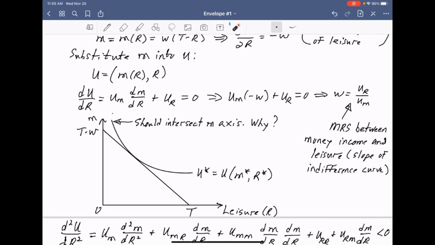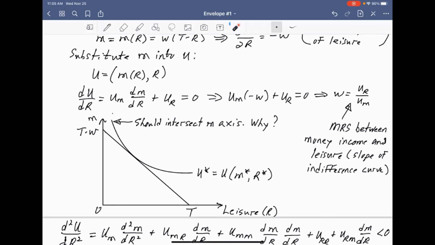It's the slope of the indifference curve. And that indifference curve is given over here, and this is the optimal solution. So we have this budget line, or constraint line rather, where this is time times the wage rate. So this is the maximum income you could earn if you were to take all your time and work at a wage rate of W. And this is your total time which is available. So if you had all of your leisure, you did no work, then you'd end up at this point.